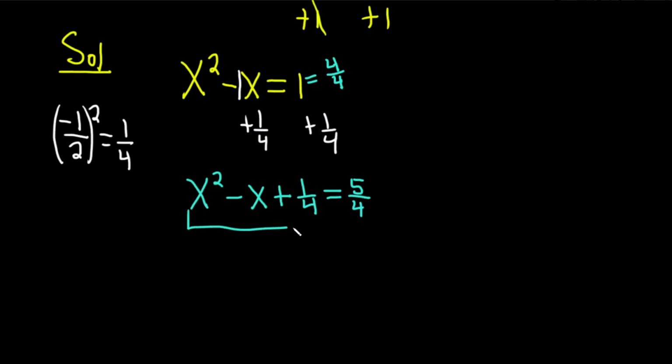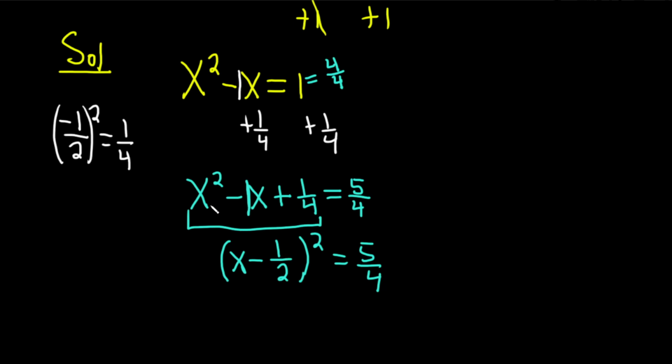So from memory, this is going to look like this: parentheses, x. You keep the sign, and then you take the number here and divide it by 2. There's a 1 here, so 1 over 2. And then you square it. And that's equal to 5 over 4. And that always works, okay?